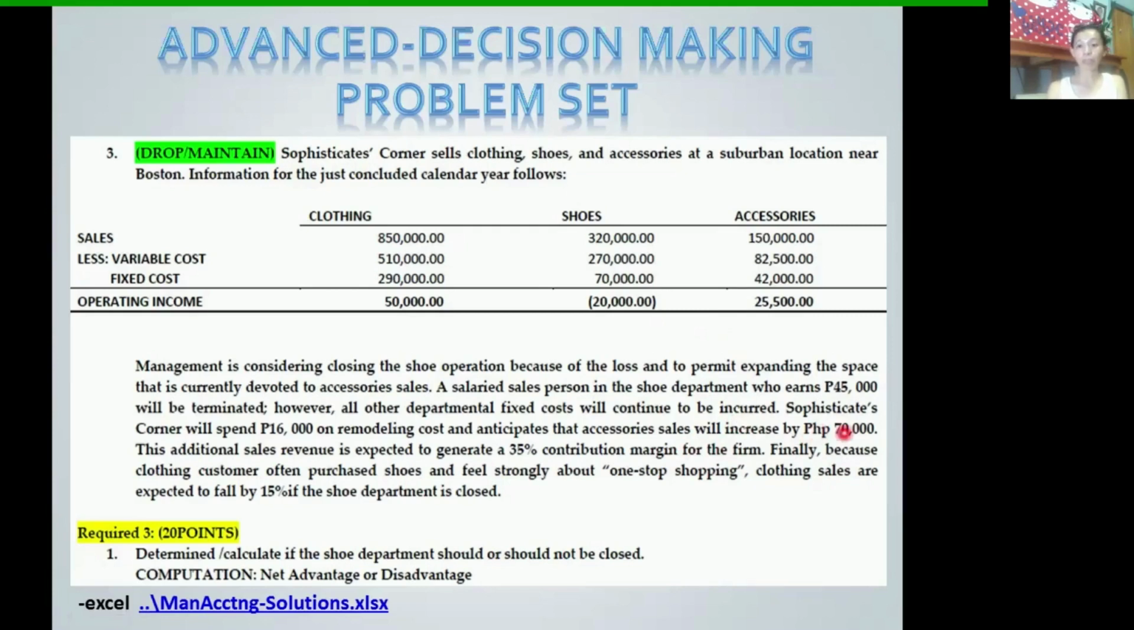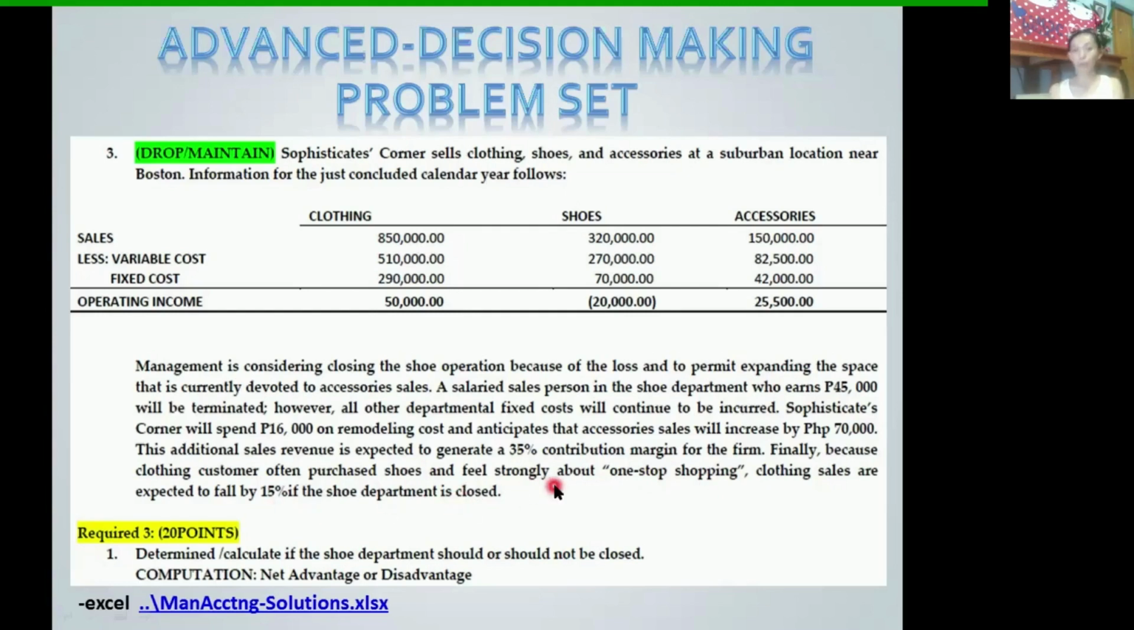Even if the shoe department is eliminated or dropped, Sophisticate's Corner will spend 16,000 on remodeling costs and anticipate that accessory sales will increase by 70,000 pesos. This additional sales revenue is expected to generate a 35% contribution margin for the firm. Finally, because clothing customers often purchase shoes and feel strongly about one-stop shopping, clothing sales are expected to fall 15% if the shoe department is closed.